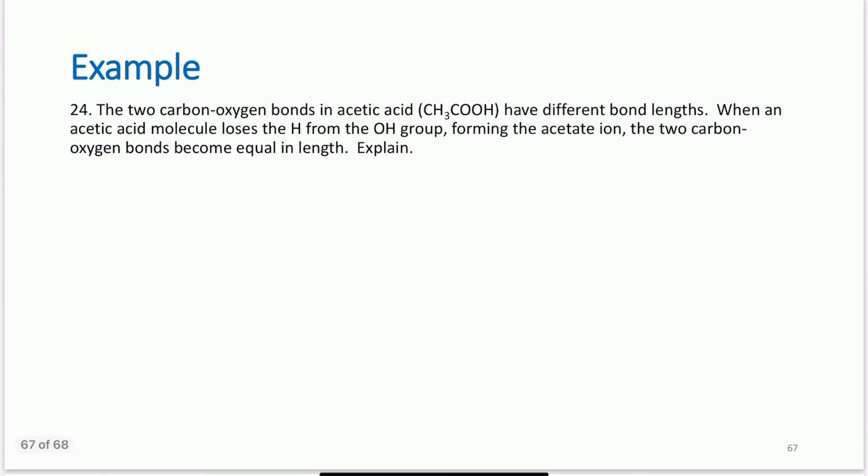The 2 carbon-oxygen bonds in acetic acid, CH3COOH, have different bond lengths. When an acetic acid molecule loses the hydrogen from the OH group forming the acetate ion, the 2 carbon-oxygen bonds become equal in length. Explain. So I've got carbon bonded to 3 hydrogens, bonded to a carbon. That carbon has 2 oxygens. One is an OH, one is a double bond O. This is acetic acid.